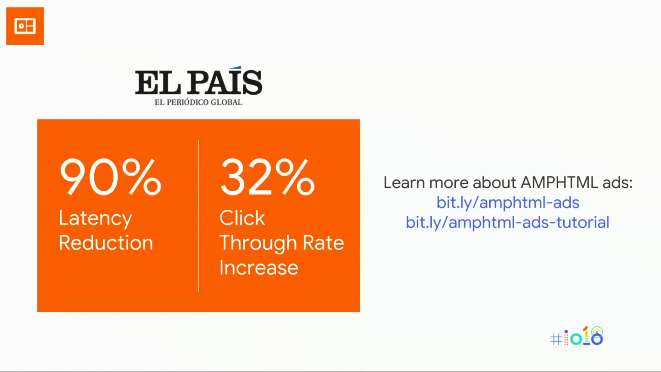All right, so some publishers are already choosing to use AMP HTML ads in the AMP campaigns they execute. For example, El País, a publisher from Spain, saw a 90% decrease in ad latency and an increase of 32% in click-through rate. So if you're in the ads business, we think AMP HTML ads can help you achieve your business needs, while also ensuring that ads are fast, performant, and secure on the web. You can learn more about AMP HTML ads at the link on the slide.